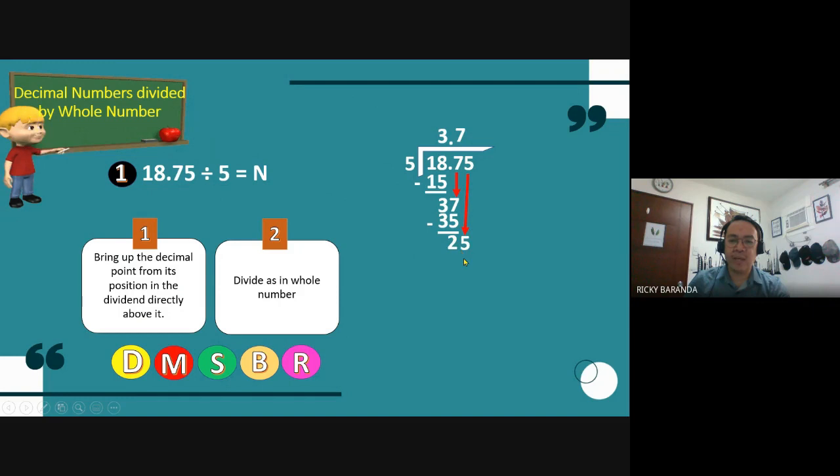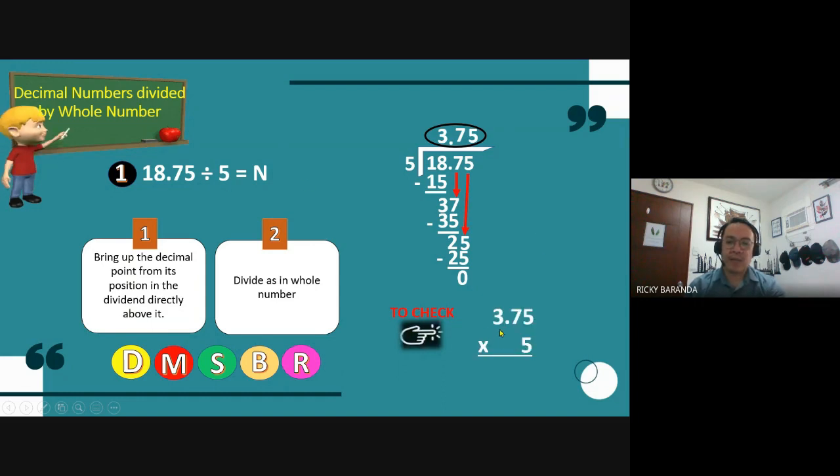So 25 divided by 5 equals 5. 5 times 5 equals 25. Then 25 minus 25 equals 0. So ganyan tayo. Ito lang yung susundan natin. So the answer is 3.75. Paano naman natin malalaman na tama yung sagot natin? Si 3.75, to check our answer, i-multiply natin si 3.75 sa ginamit nating divisor kanina.